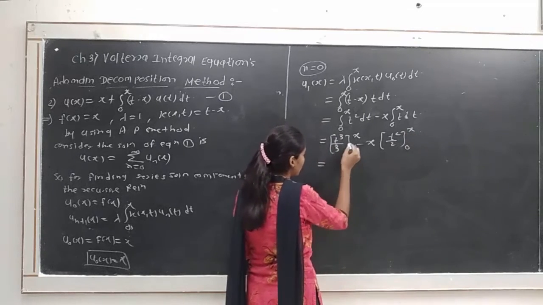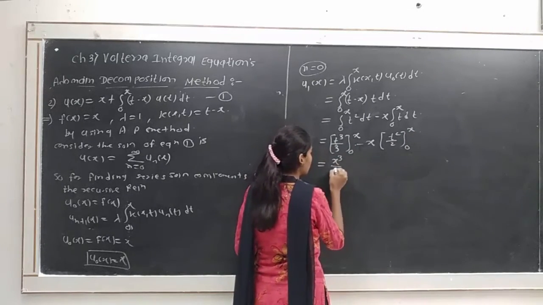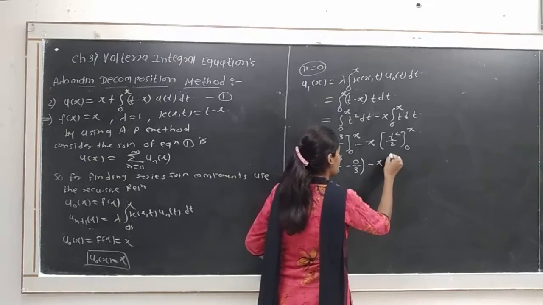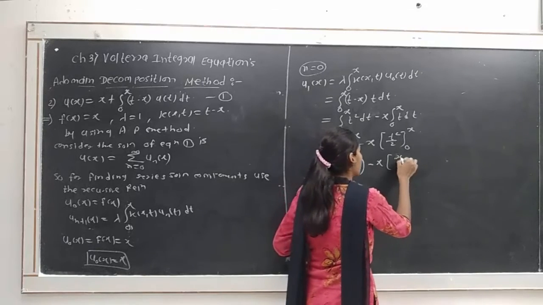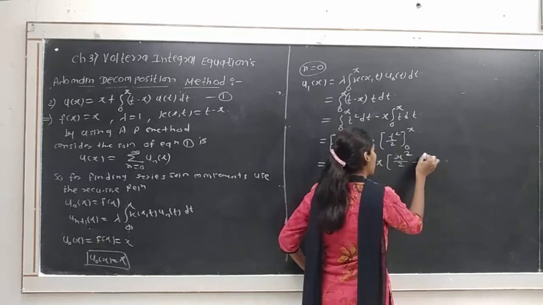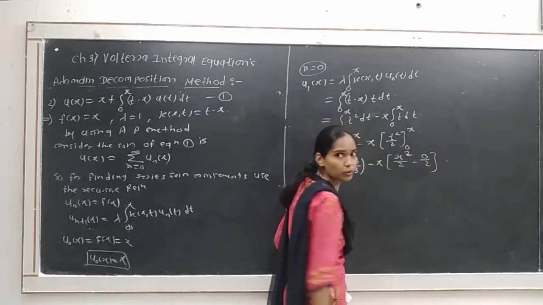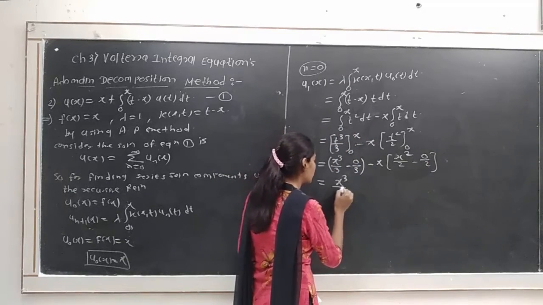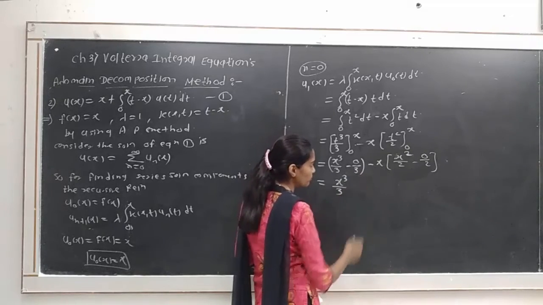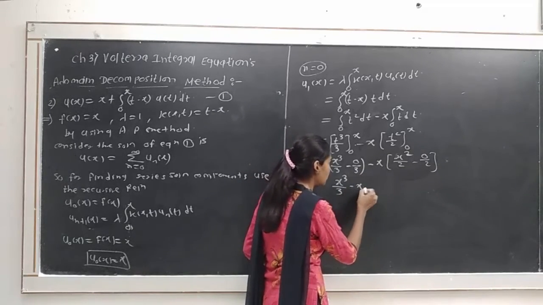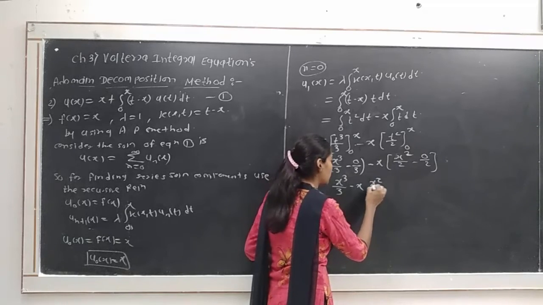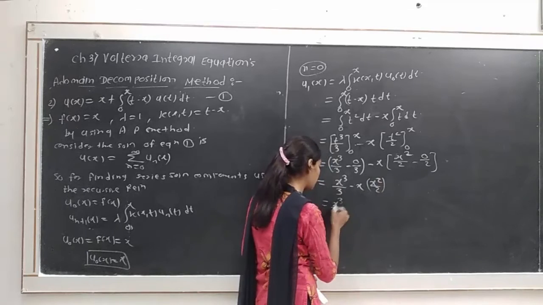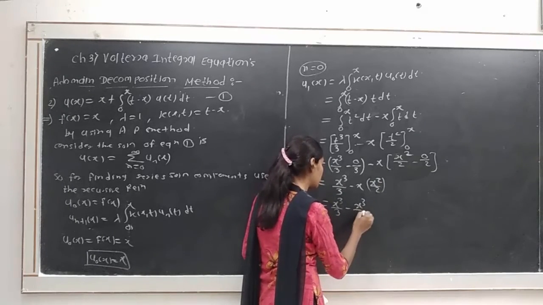Okay, so by putting limits we get x cubed divided by 3 minus 0 divided by 3, minus x times x squared divided by 2 minus 0 divided by 2. Then x cubed divided by 3 minus 0 becomes 0, and we have x cubed divided by 3 minus x cubed divided by 2.